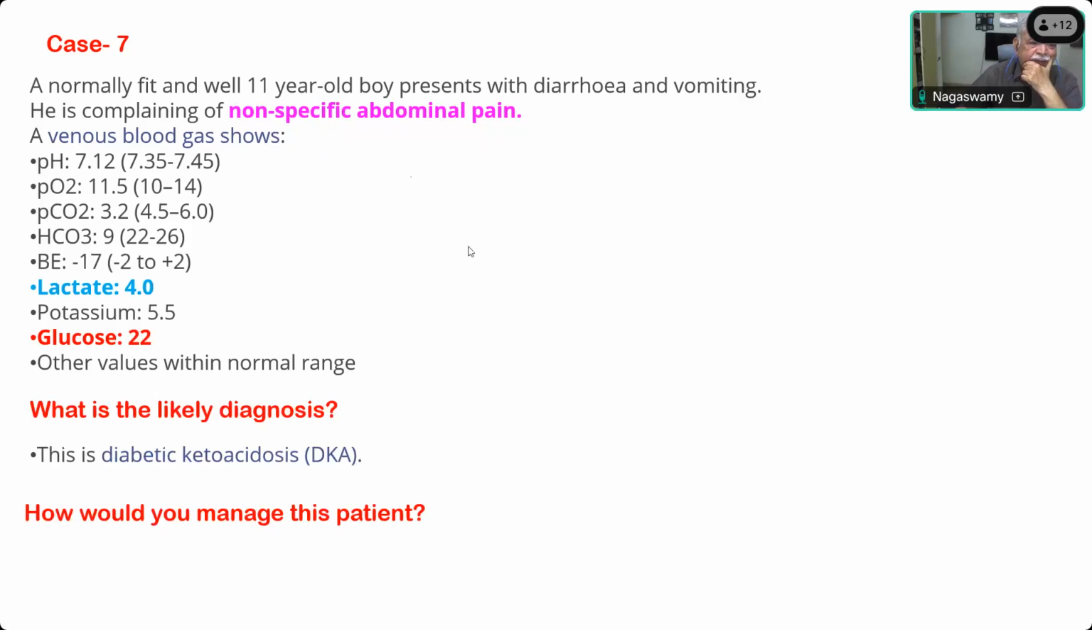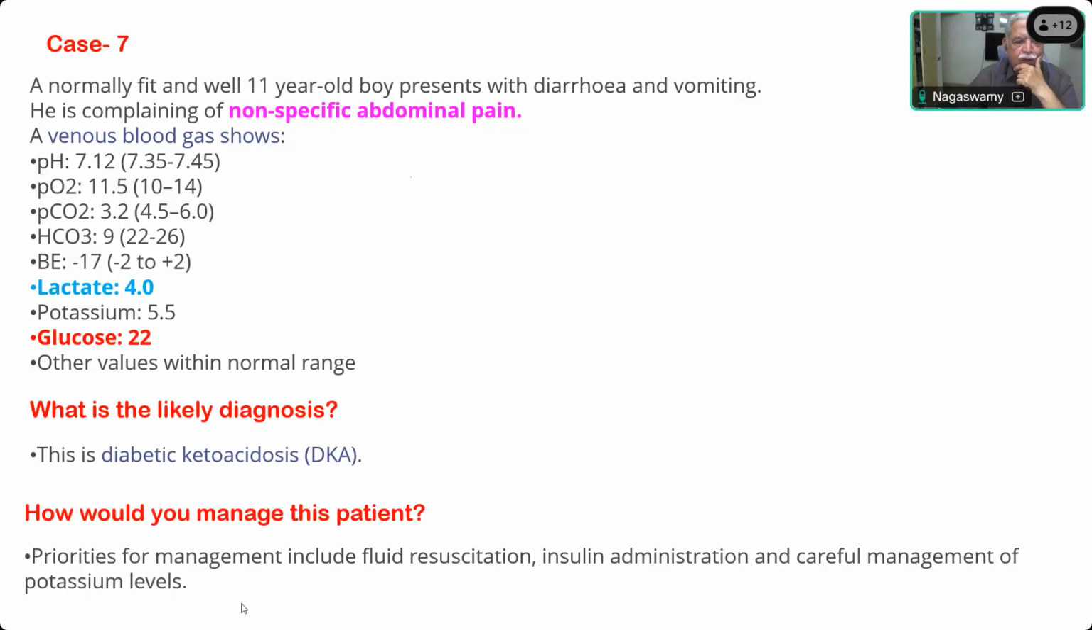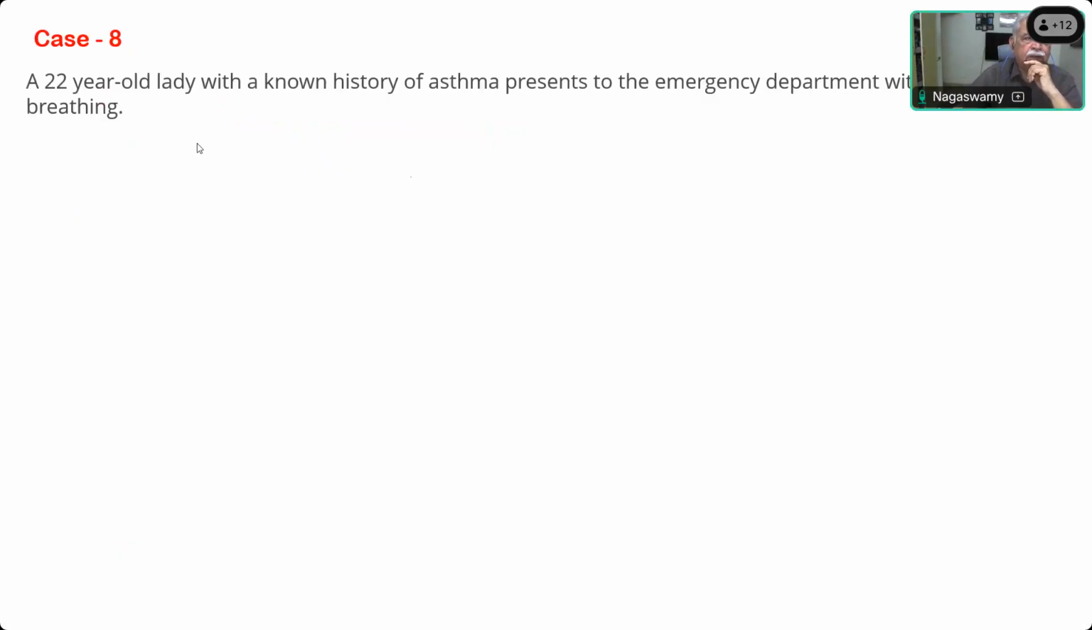Okay. So how do you manage this patient? Sir, hydration and insulin infusion, management of potassium, and monitoring of potassium level. Okay. That's the basic thing. In a viva, you can just answer in bullet points. You simply tell the important things, not necessary to say in full sentences.